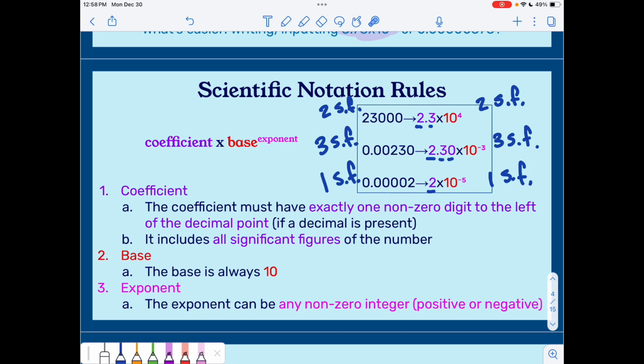And the base is always going to be 10, which makes it pretty easy. So this red thing right here, the number will always be 10. So you can see 10, 10, 10. And that's just the rule. That's always how it's going to be.